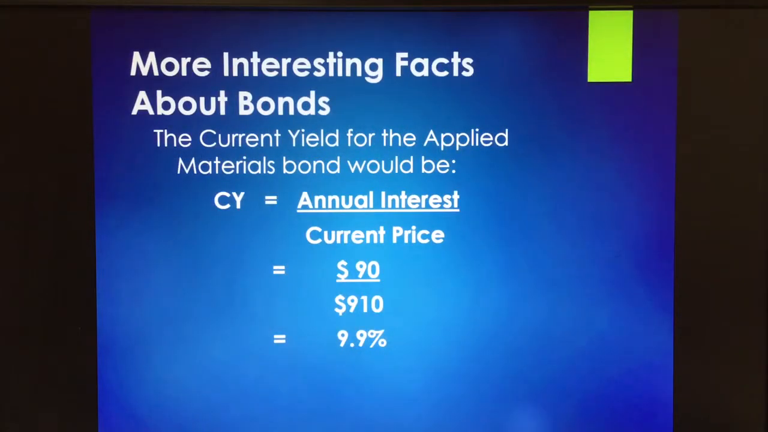And so for the Applied Materials bond that we just looked at, the current yield would be the $90 annual interest divided by the market price of $910. It's answering this question: if I buy this bond for $910, and I hold it for 1 year and get that interest payment, and let's say that the price doesn't change any, what rate of return would I be earning? The answer is you'd get $90 on a $910 investment, and you would earn a 9.9% return.